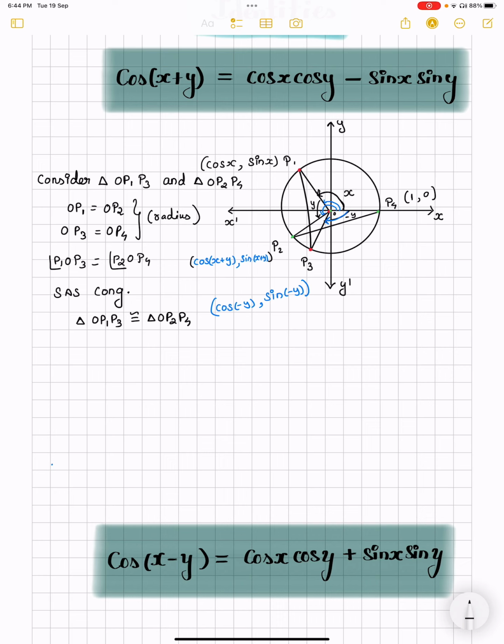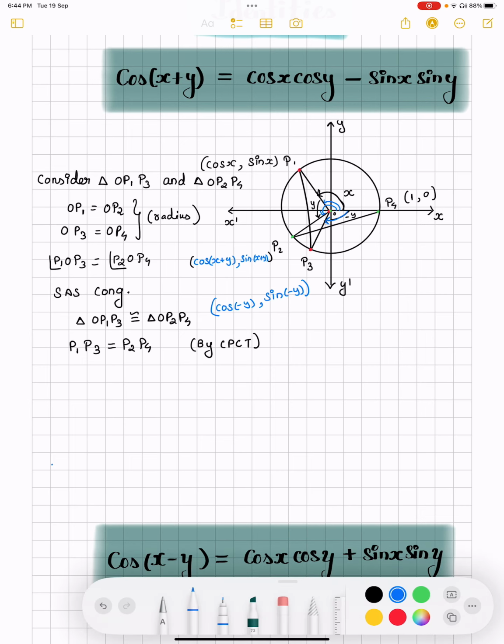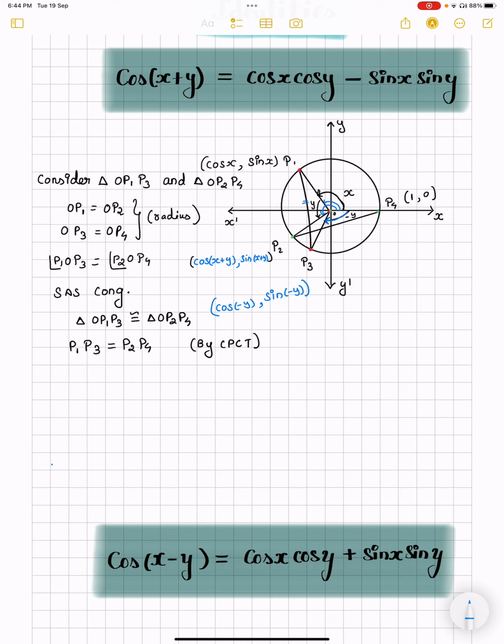Done? Now, by corresponding parts of congruent triangles, that is by CPCT, I can say that P1, P3 is equal to P2, P4. That means what I wanted to convey is this particular side is equal to this particular side. Now, how to find out the distance of those two sides? Since we are saying equal, how to find out the distance of it? We have a distance formula. Our distance formula comes something like this.